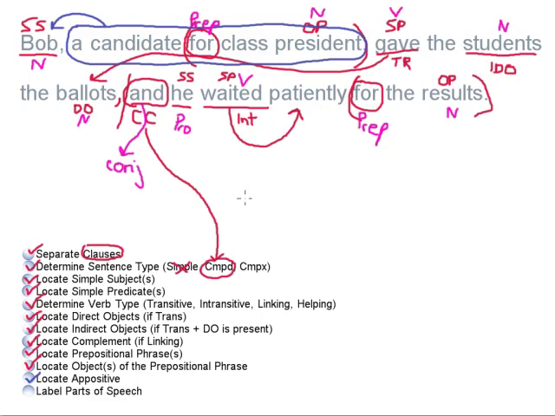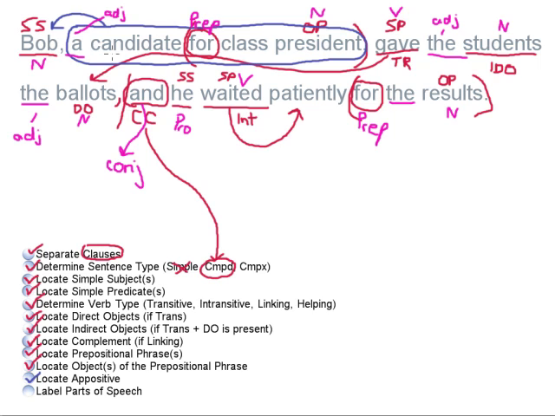But let's zip to the other ones. We got a, the, okay? A and the are articles, which is really a subcategory of adjectives. They're really a type of adjective that tells us a numerical value and a specific noun. The students, a candidate, an apple. Okay, so a and the we're going to list as adjectives.